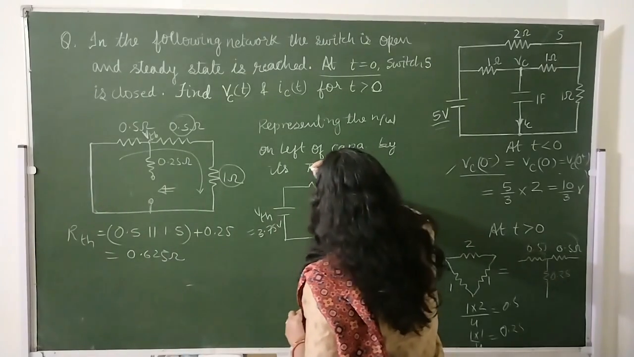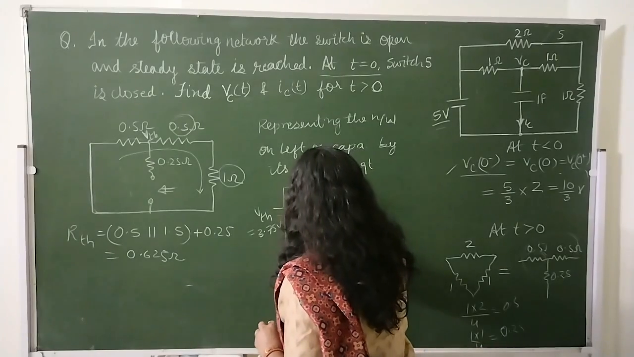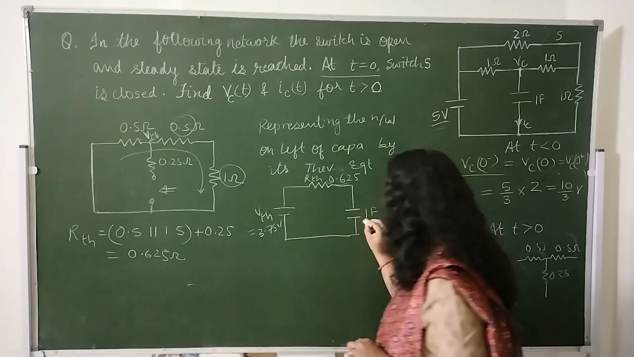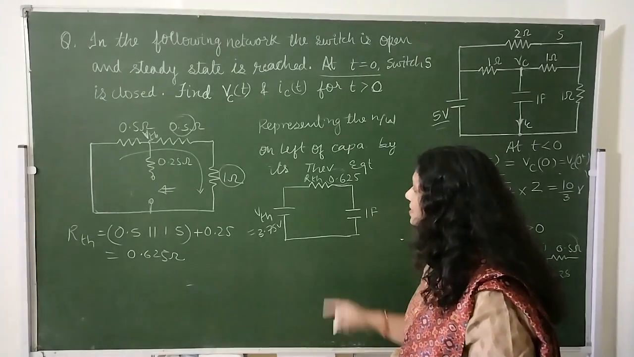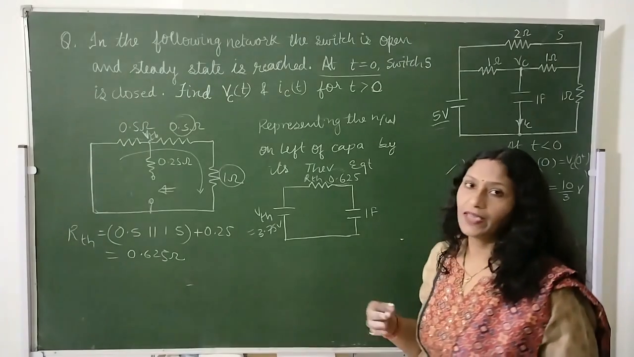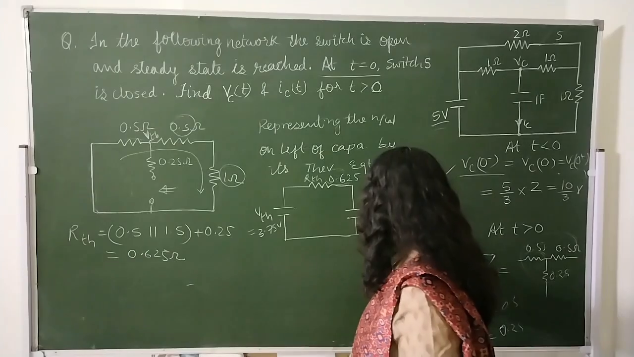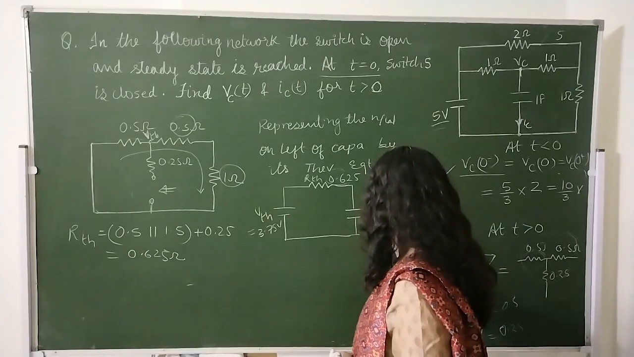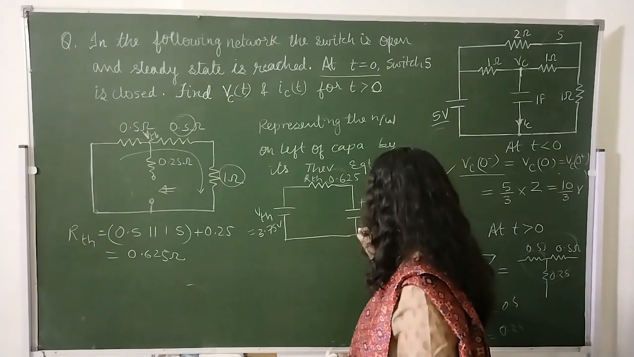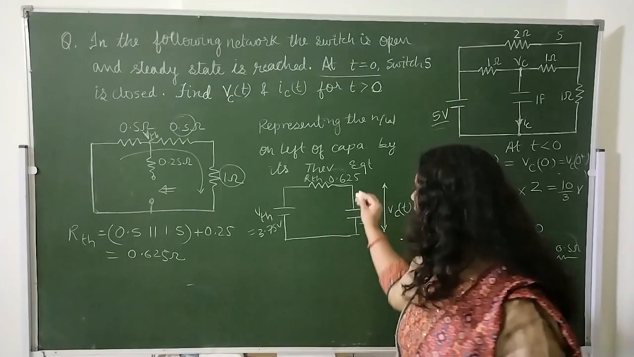So RTH is 0.625. Okay, and we will connect this capacitor in series. So this is our Thevenin's equivalent. Now we can apply KVL, KCL very easily to find VCT. VCT is nothing but the voltage across this capacitor.